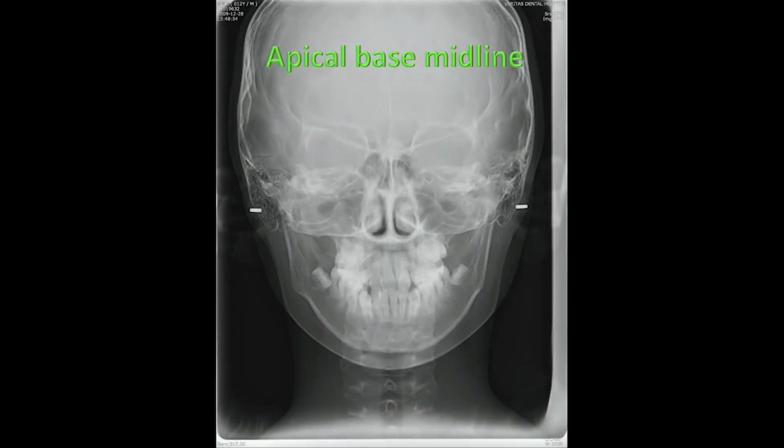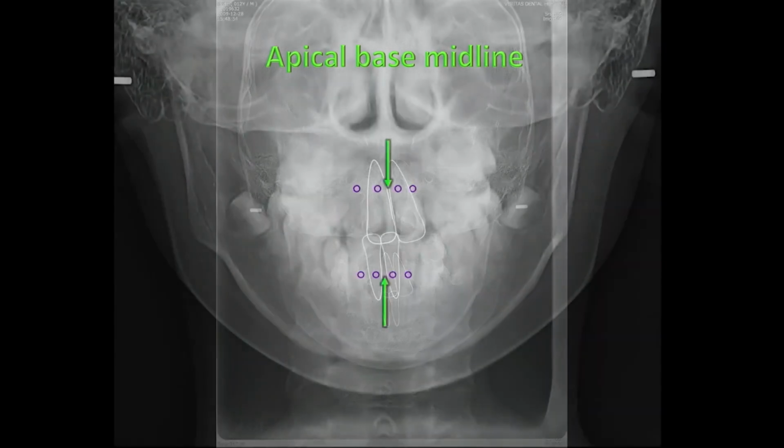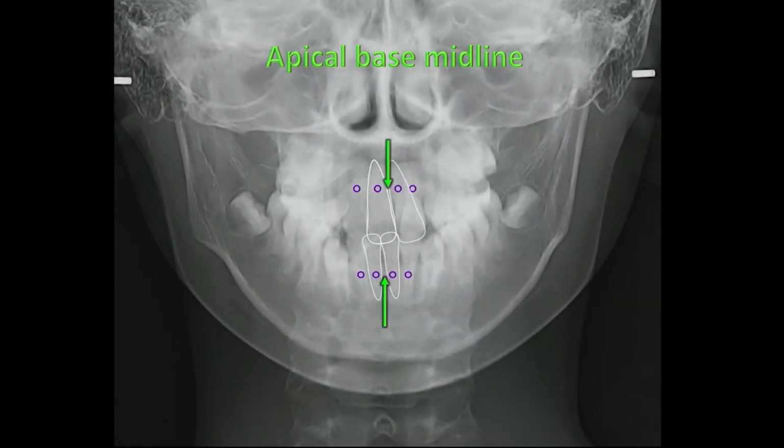The next reference point to consider is the apical base midline. This patient represents with severe dental midline discrepancy. The green arrows indicates the upper and lower apical bases. These are determined by the average point of the centers of resistance of each anterior teeth.